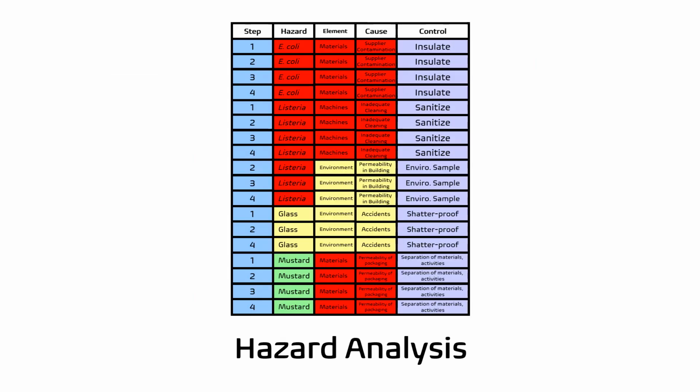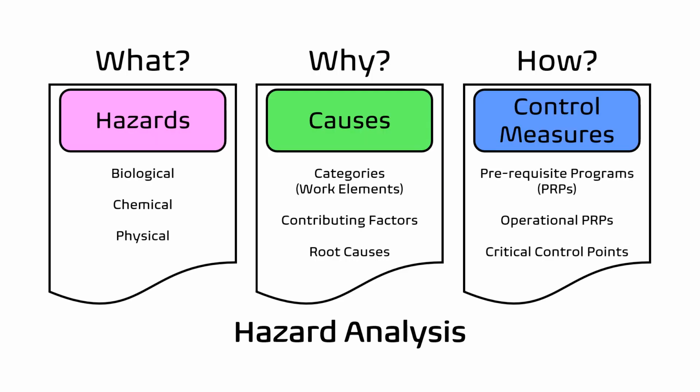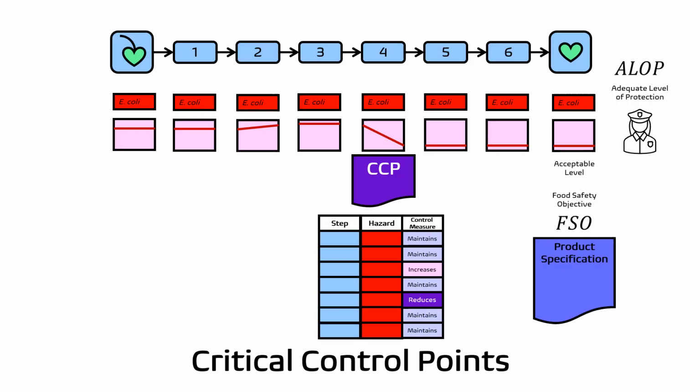Listing the work elements in the hazard analysis can facilitate their association with root causes, contributing factors, or causal mechanisms. Identifying the causes can help to find better controls. From the author's perspective, the hazards answer the question of the what, the causes the question of the why, and the control measures the question of the how.